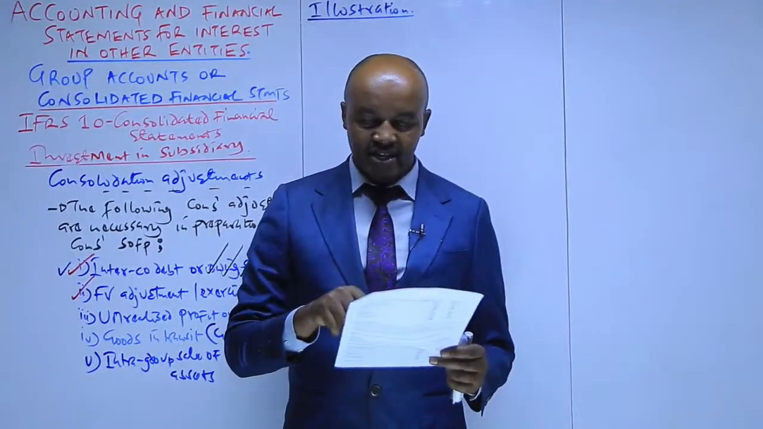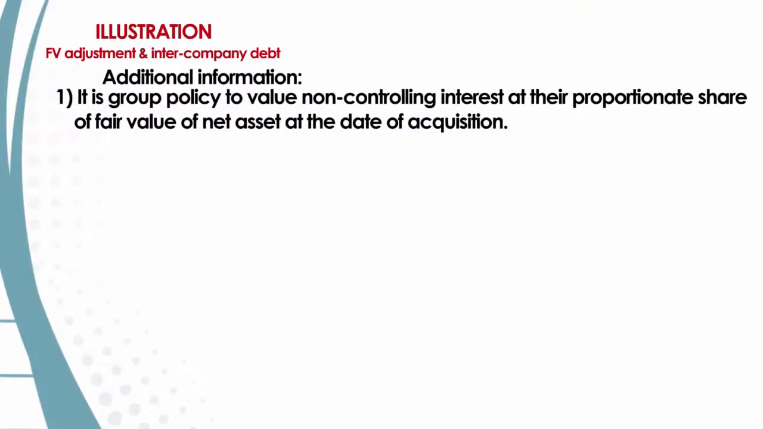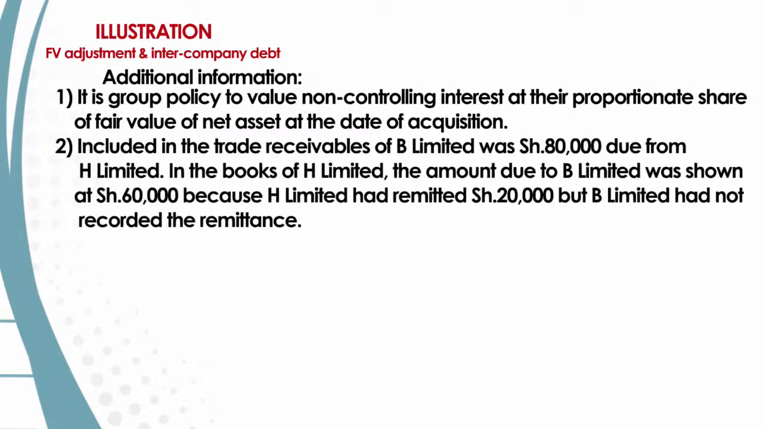But if you come across such a statement, that it is a policy of the group to value NCI at their proportionate share of the fair value of the net assets, then when computing the goodwill you use the partial goodwill method. Number 2, we are told included in the trade receivables of B Limited was 80 million due from H. In the books of H Limited, the amount due to B was shown as 60 million because H Limited had remitted shillings 20 million, and not 20 million, rather 20,000, but B Limited had not recorded the remittance.